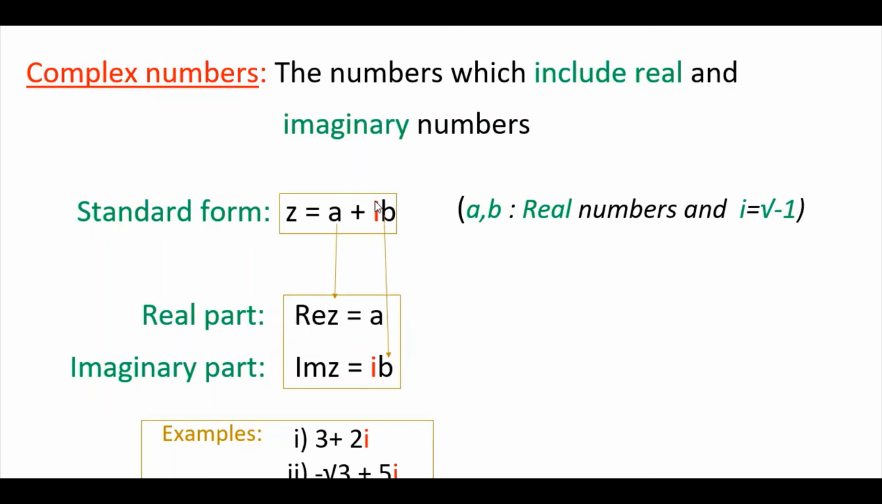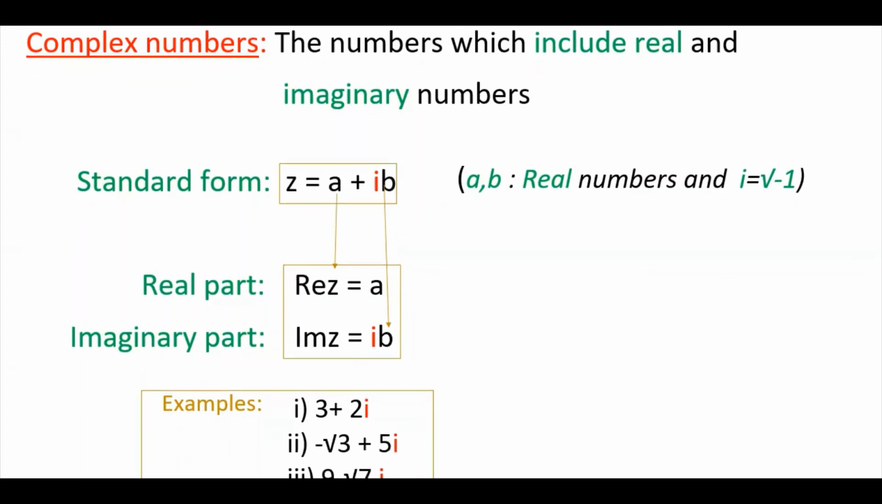And this is called the imaginary part, ib, because here i is an imaginary number. If you multiply a real number with the imaginary number, you will get an imaginary number only. So this is called the imaginary part, which you can write as Im z. So this is the imaginary part of the complex number, equal to ib. So here Re z is a and Im z is ib.